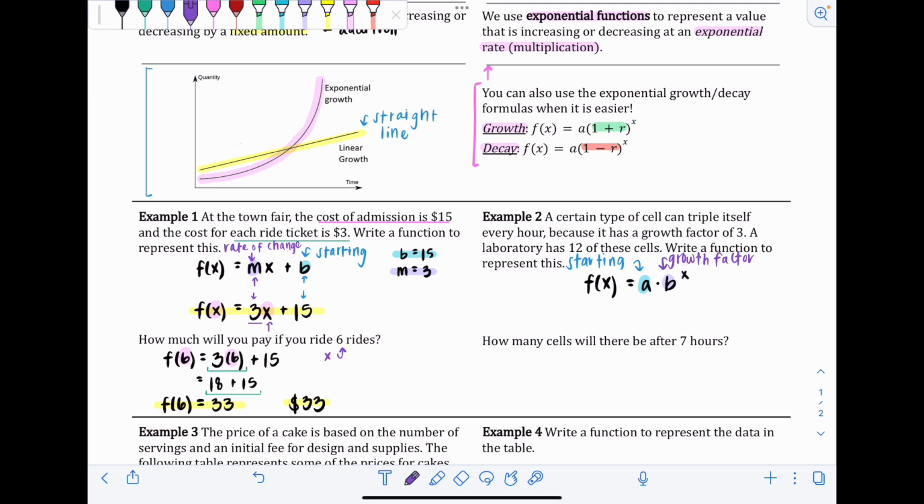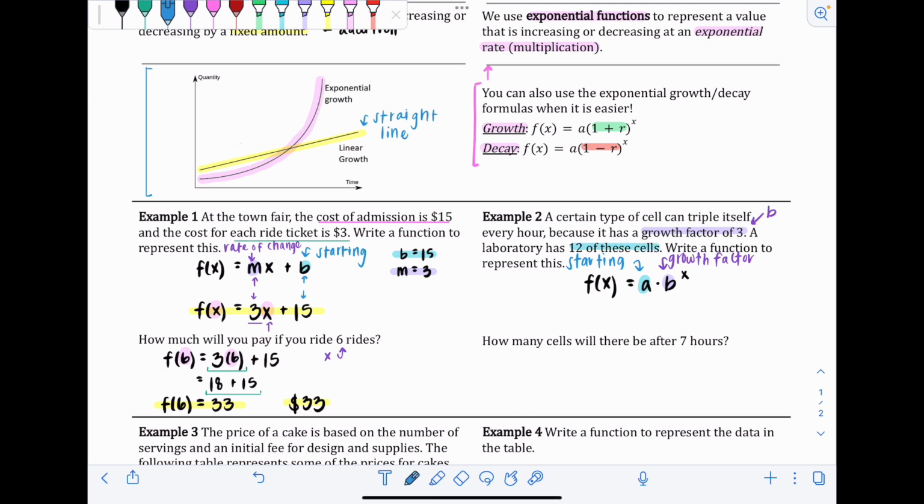And then x is just going to be our input. That's going to stay as is. So if we read through the problem one more time, it says that a certain type of cell can triple itself because it has a growth factor of 3. So it says it directly there in the problem, growth factor of 3. So that's going to be B. And then it says the laboratory has 12 of these cells. So that's how much they start with.